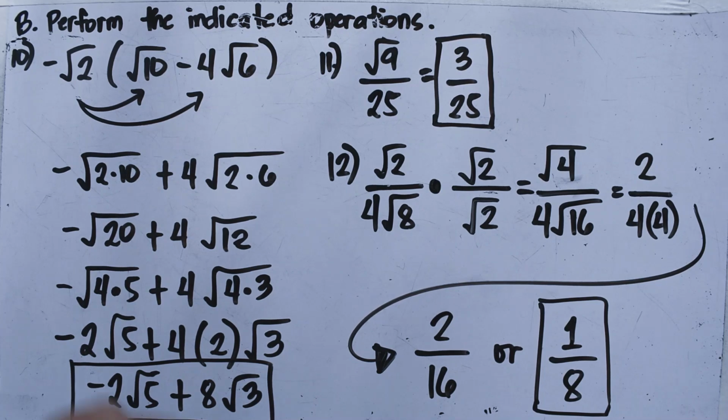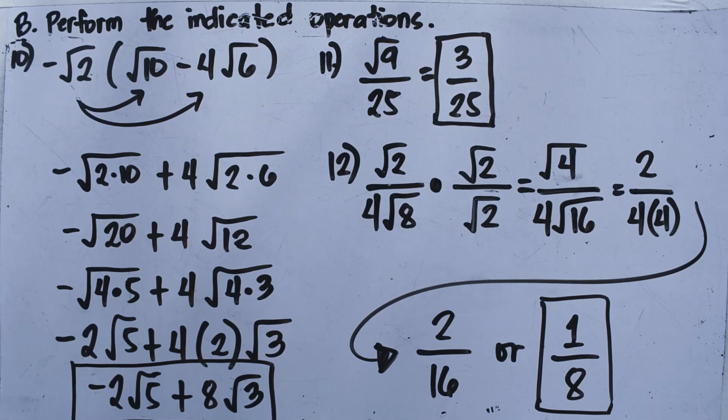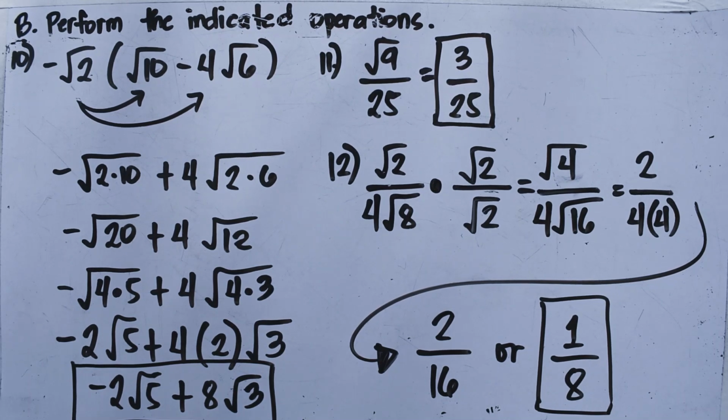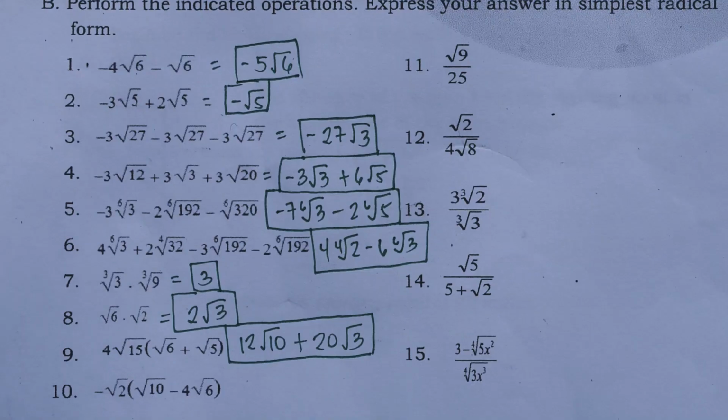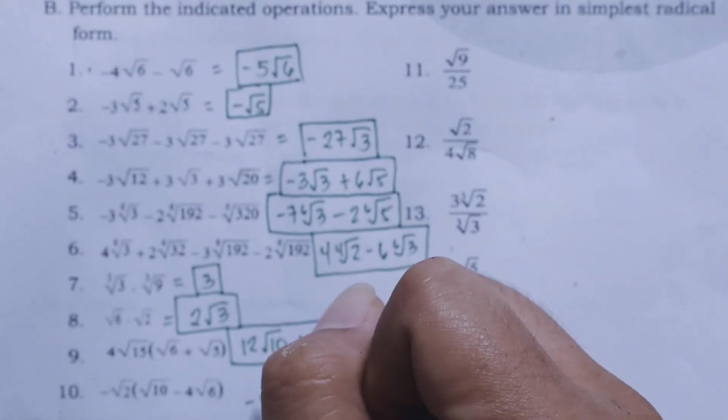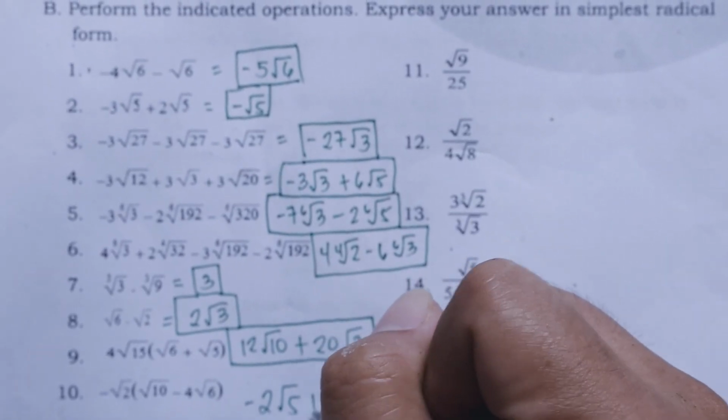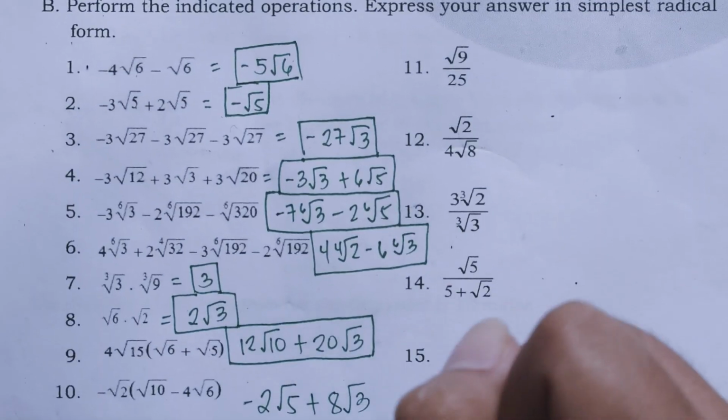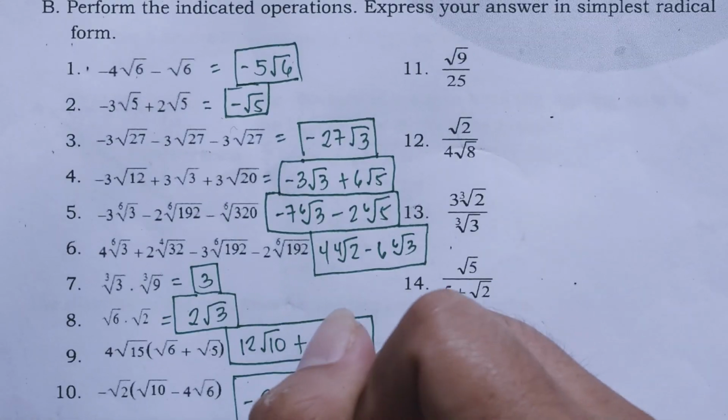Nakuha na. So, ito na po yung answer sa numbers 10 to 12. So, malapit na po tayo matapos. We only have, ilan na lang natitira? 3 na lamang po. So, bago tayo mag-proceed sa numbers 13, 14, and 15, sulat ko po muna yung nakuha natin final answer sa numbers 10 to 12. Sa number 10, yung nakuha natin final answer, we have negative 2 square root of 5 plus 8 square root of 3. Or pwede magkabaliktad ha. Wala pong kaso yun. Basta same pa rin yung sign.